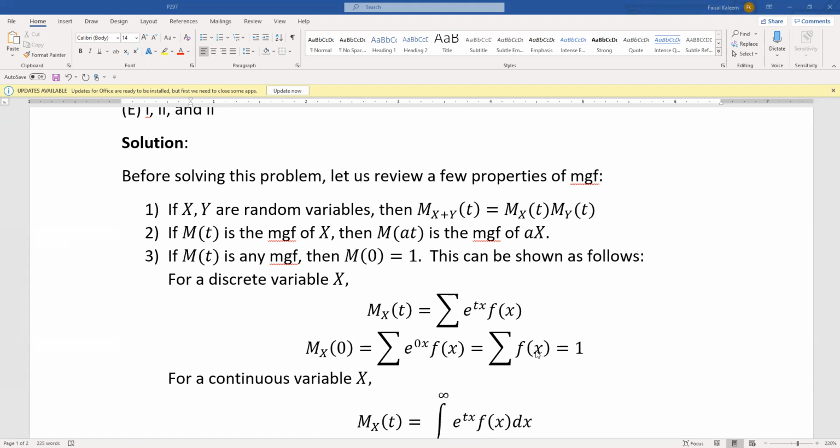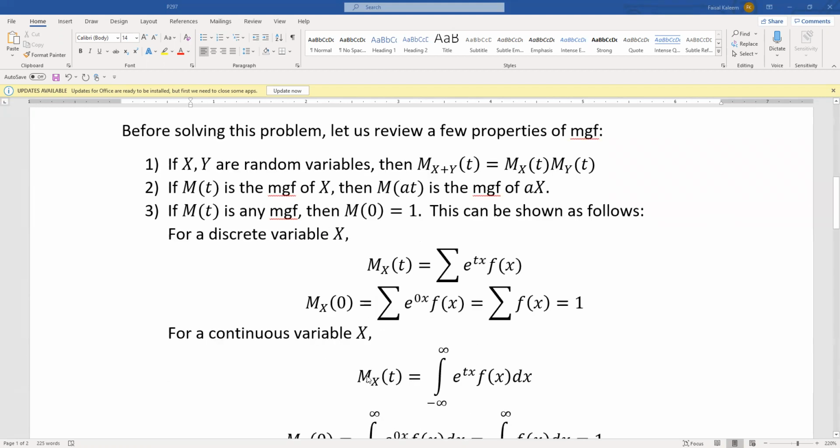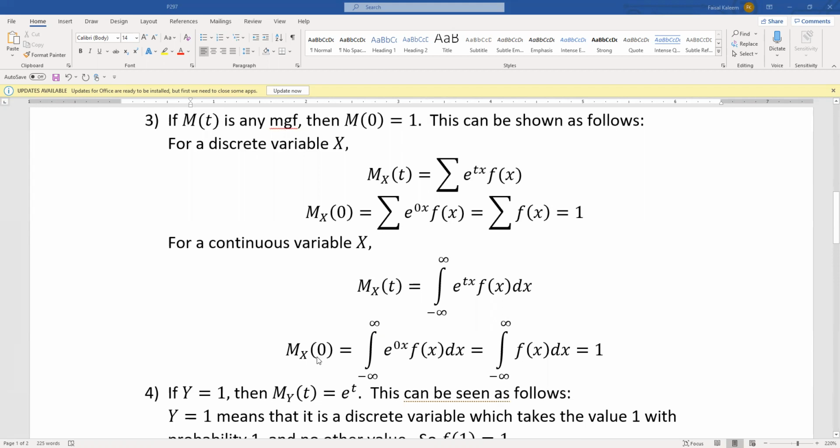And f of x is the probability function, for a discrete variable, and all the values of the probability function sum to 1. Now, if x was a continuous variable, then m_x(t) would be the integral of e power tx against f of x. And m_x(0), again substitute 0 for t, e power 0x is just 1. So you're integrating all of the PDF over negative infinity to infinity, and that's always 1.